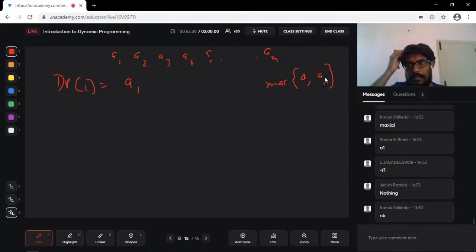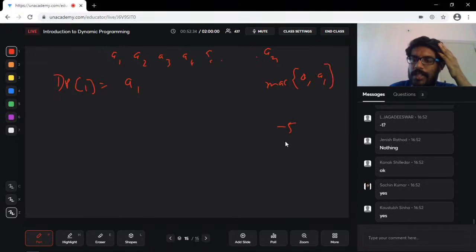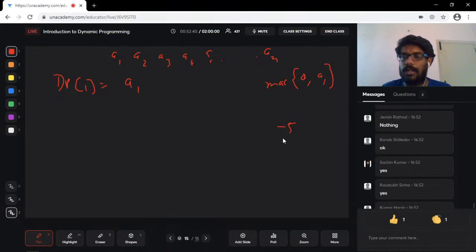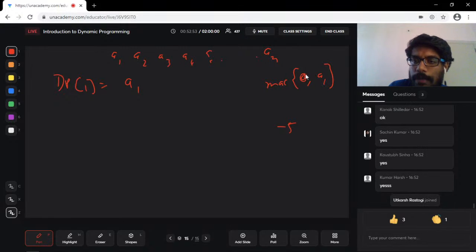I hope this makes sense, because if the first element a1 is minus 5, then my dp of 1 is going to be 0, because the maximum sum is just the empty subset, which is kind of counterintuitive to think about, but that's the answer, right? The sum of elements in an empty set is 0, whereas the sum of elements in minus 5 is minus 5. So 0 is more than minus 5. So it's max of 0 comma a1.